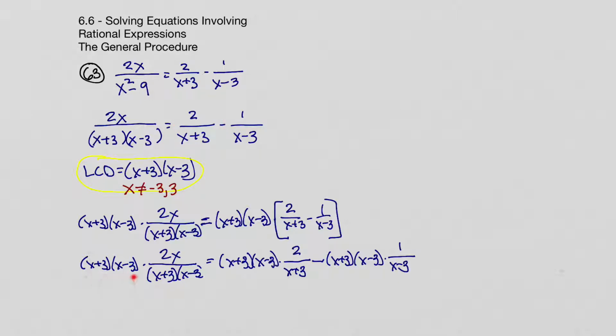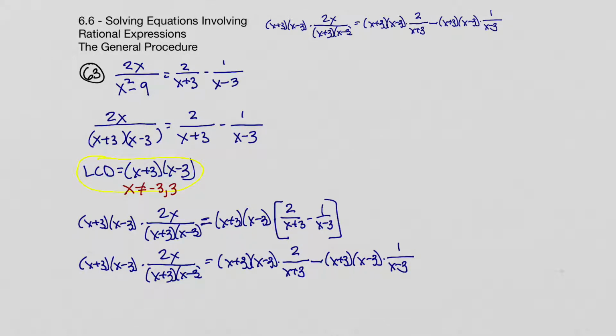Once we distribute, I've got the LCD in front of the leftmost term, the LCD in front of that middle term, and the LCD in front of that right term. So this is what we're going to do from now on. We're really going to try to skip this step here, because we know what's going to happen. The LCD will end up alongside every term.